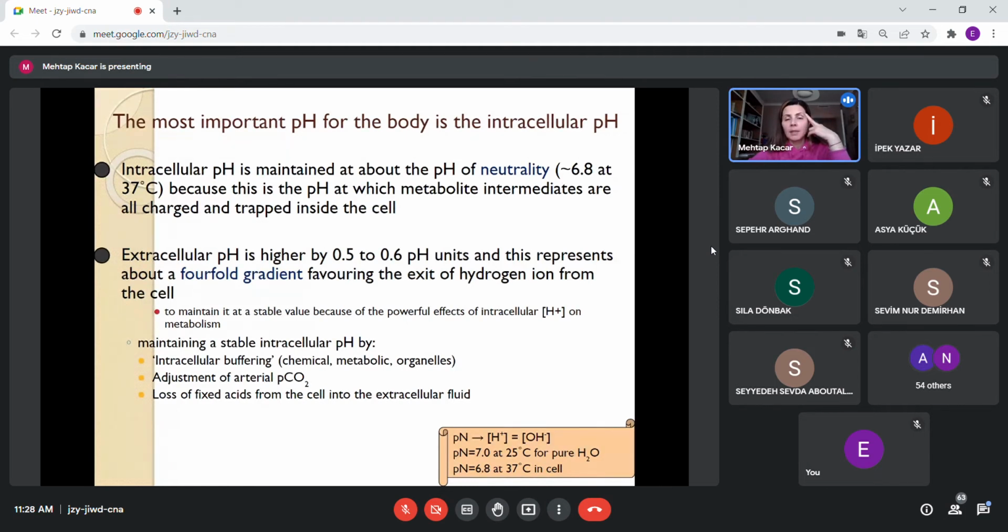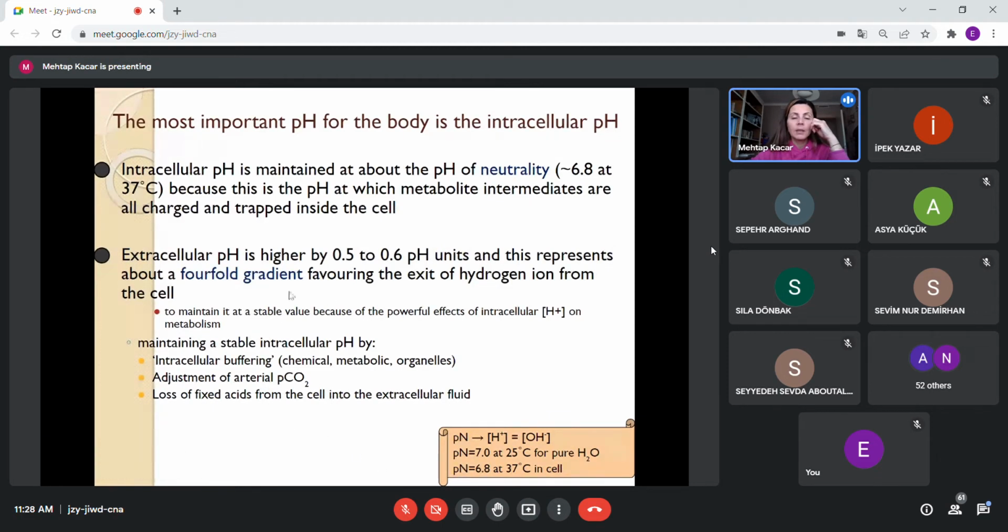Intracellular pH is maintained at about neutral, about 6.8 at 37 Celsius, because this is the pH at which metabolite intermediates are all charged and trapped inside the cells. Extracellular pH is a little bit higher, by 0.5 pH units. This represents about a fourfold gradient favoring the exit of hydrogen ion from the cells, to maintain a stable value because of the powerful effect of the intracellular ion on metabolism.